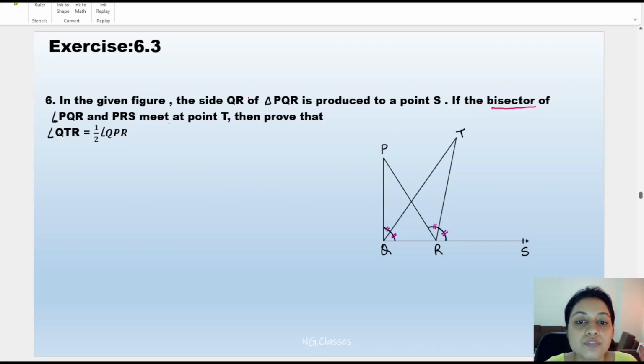As we can see in the figure, then we have to prove that angle QTR is equals to half of the angle QPR. So this is QTR, right? And this is QPR. Can you see the green color angles? Yes. Okay, so let's do it.